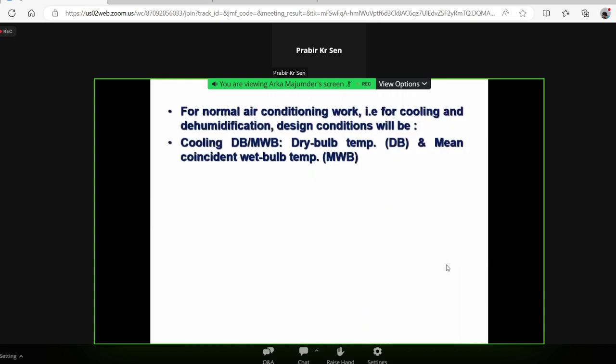Next slide, yes. So for normal air conditioning work, that is for cooling and dehumidification design condition, we consider design dry bulb temperature and mean coincident wet bulb temperature. We have discussed it. Next.